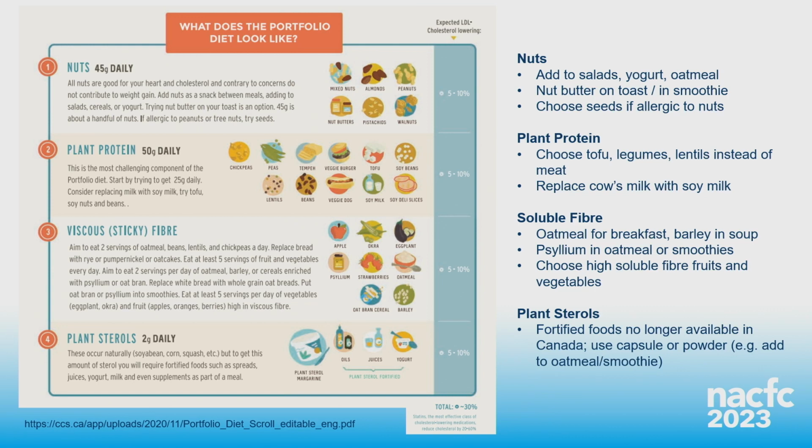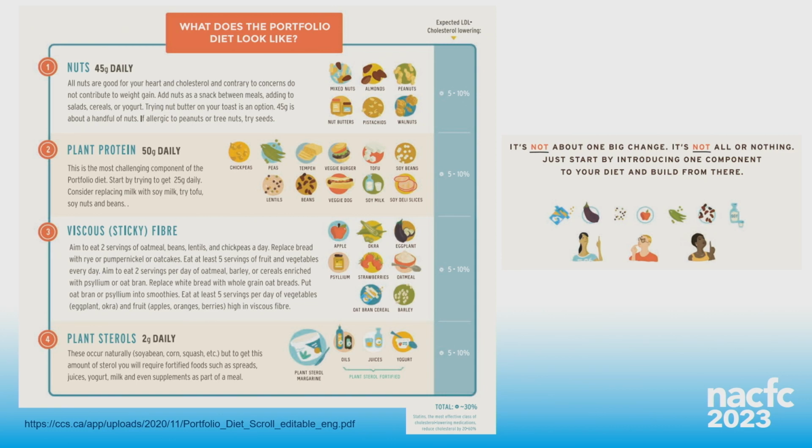While this diet does seem very overwhelming, the key piece of it is that it's not all or nothing. So it's not that you need to do all of these things in order to get a cardiovascular benefit. They recommend to just start by introducing one component, so maybe having nuts every day, and build from there.